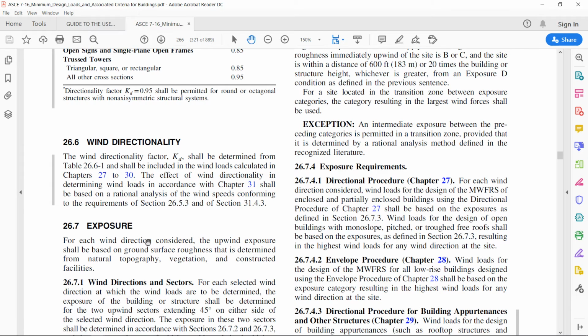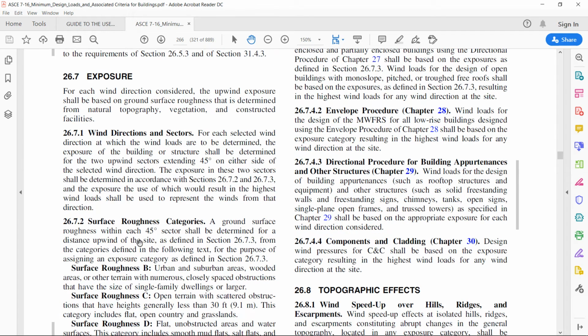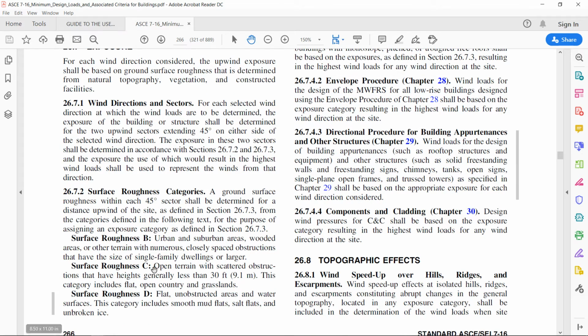Exposure we have already defined. The exposure category is already defined in our problem, that this is reference C, so we will take exposure category as C.